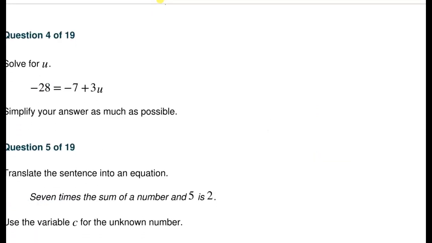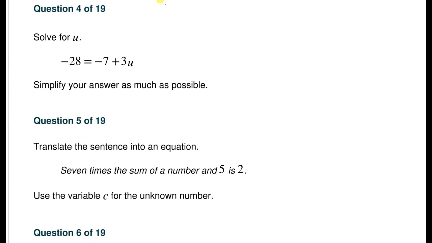Alright, we go to problem 4. Problem 4: negative 28 equal to negative 7 plus 3u. We're going to solve for u. So first, you want to get 3u by itself. The positive sign belongs to 3u. The thing that we try to move away is negative 7, so that 3u is by itself. 7 is negative, so you have to do the opposite by adding 7 on both sides. That gives you negative 21 equal to 3u.